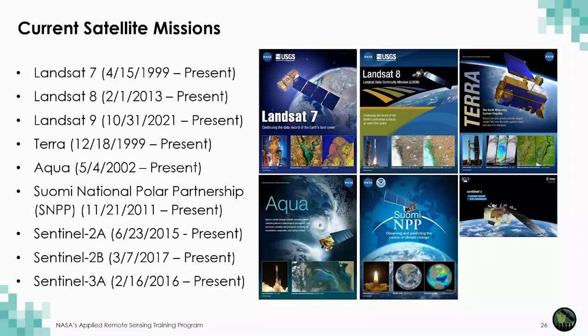Here's to showcase some of the current satellite missions, the Landsat series that are in orbit. Remember, Landsat 9 was put into orbit last year in 2021. Terra and Aqua have been around for a couple of decades. The SOMI NPP or VIIRS sensors in particular have been around for about a decade or so. And then there's the European Space Agency's Sentinel series as well.